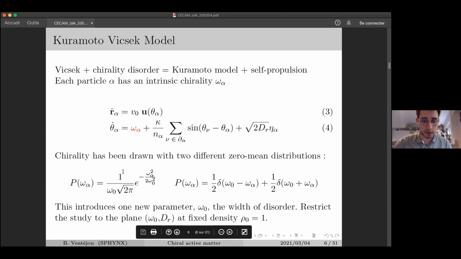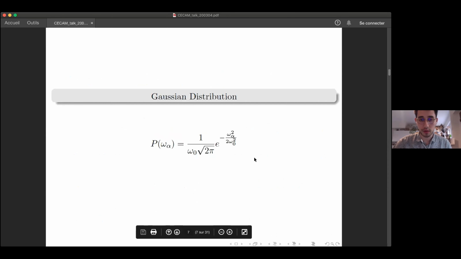These two distributions introduce a new parameter, omega 0. But if you remember the phase diagram of the Vicsek model, we can see that the nature of the transition does not change with the density. Only the value where the transition occurs changes. So we will restrict the study to the plane chirality-noise, and we will fix the density. Let me present the results for the Gaussian distribution.